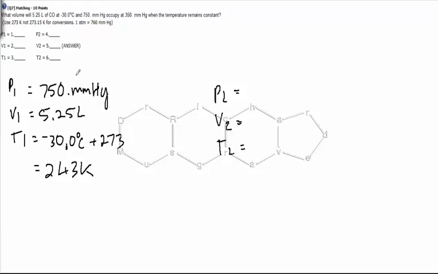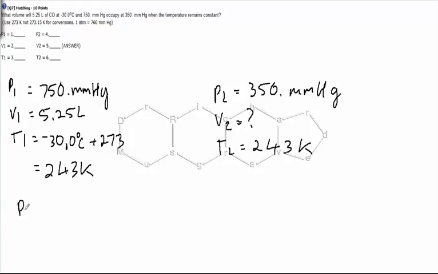Alright, so all of that stuff was together, so it goes all together here as well. The new pressure is 350 millimeters of mercury. Again, you can see how the units match, so we're in good shape there. The volume we're looking for, and the new temperature. Well, it says the temperature remains constant, so what that means is we simply use the same temperature as we have for T1. There we go.